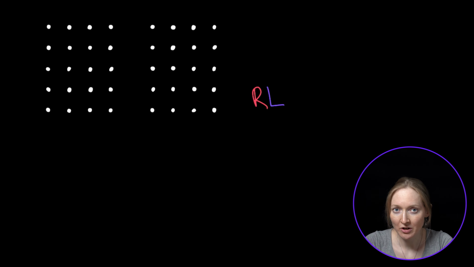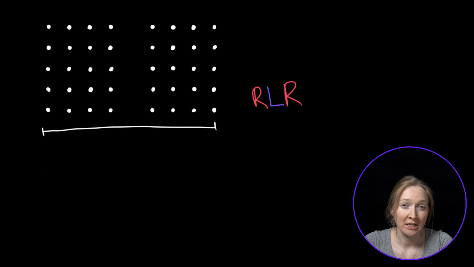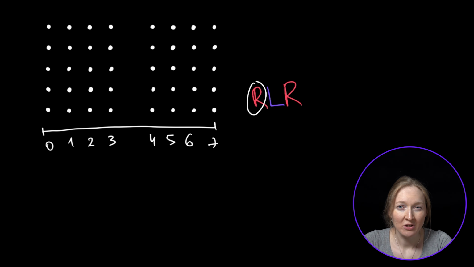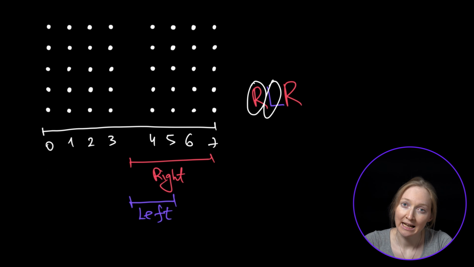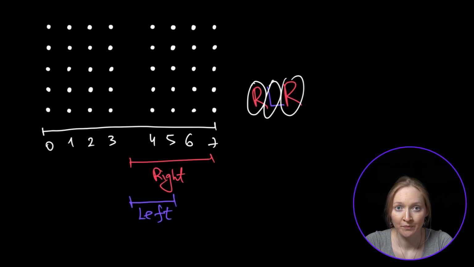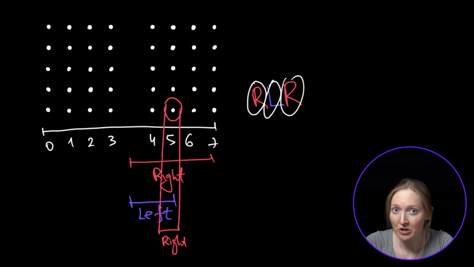A similar procedure works for finding a seat in a row. We start by considering the range from 0 to 7. The first R means to take the right part, or the upper half, keeping columns 4 through 7. The second L means to take the left part, or lower half, keeping columns 4 through 5. And the final R chooses the upper of the 2, column 5.